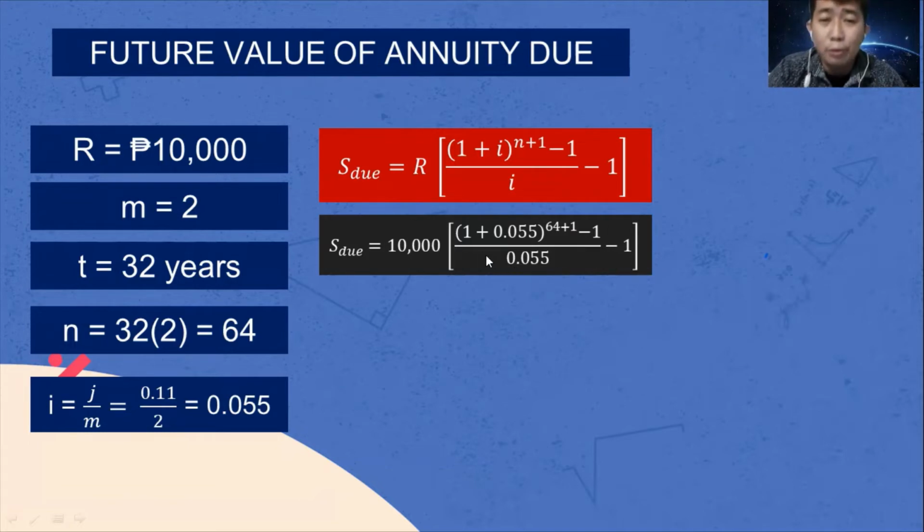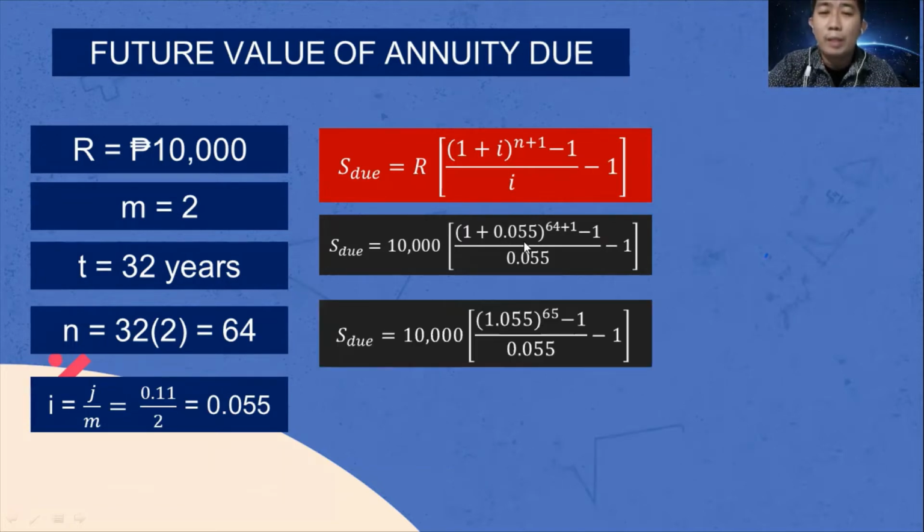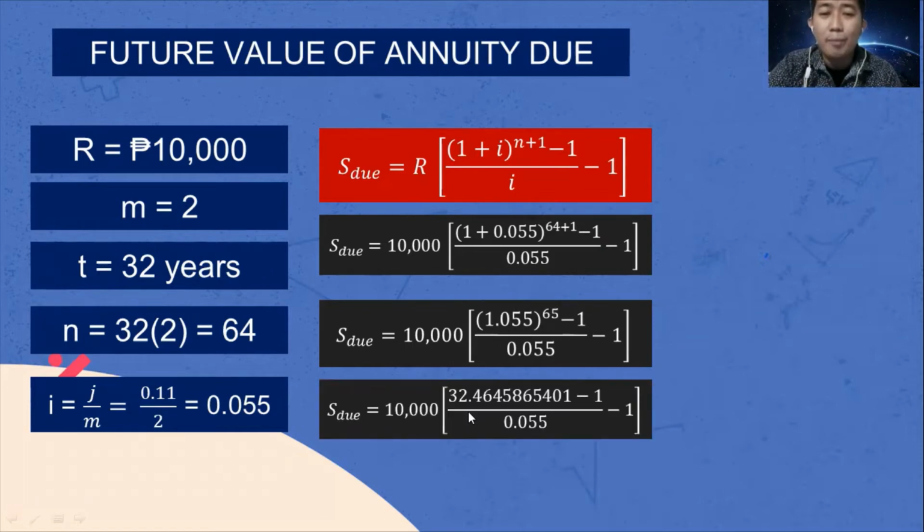What is the first thing to do? We are going to add 1 plus 0.055. The answer is 1.055. Then 64 plus 1, we have 65. Next step, we are going to simplify 1.055 raised to 65. And the answer is 32.4645865401.